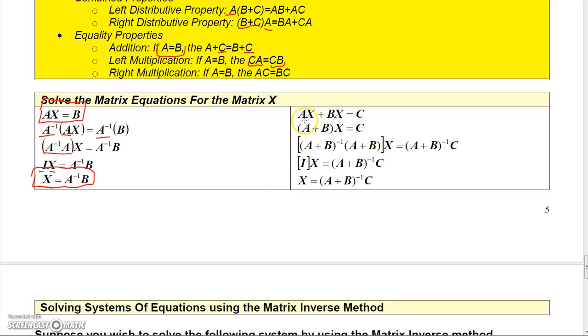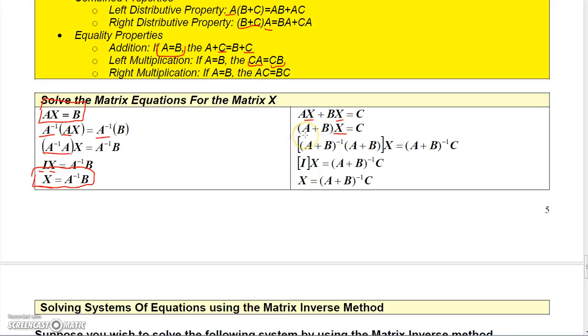Well, you have a common factor of x here, but notice the x is to the right of a and to the right of b. So if you factor the x out, you have to factor it to the right using this right distributive property up here. So we have to factor the x to the right. Now, once we factor the x to the right, we get a plus b here.